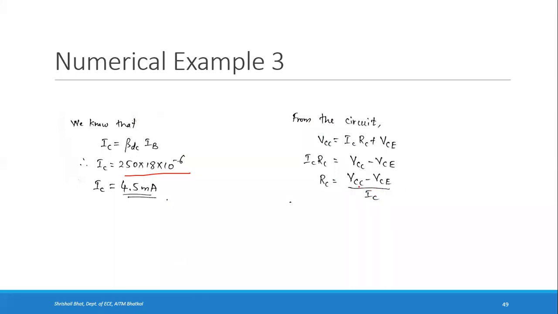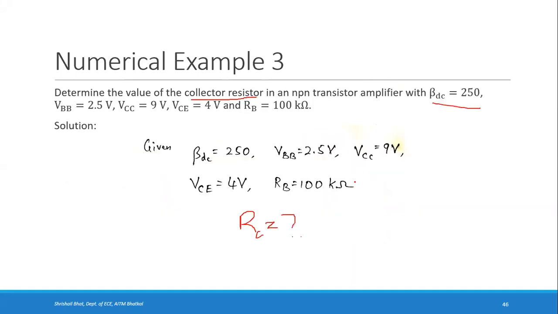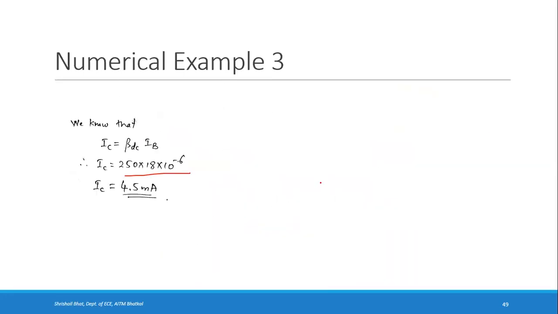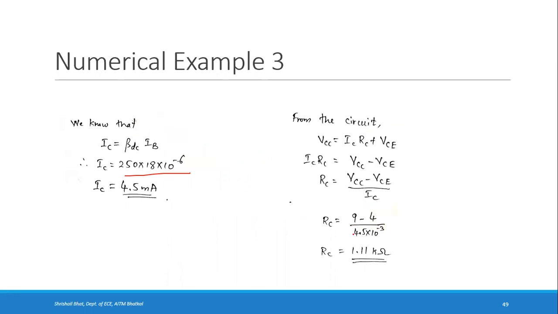Now, do we have all these values? Yes. VCC is given as 9 volts. VCE is given as 4 volts. IC you have calculated and found to be 4.5 milliamps. If you substitute all of these and calculate, you will get the value of RC as 1.11 kilo ohms. So this is the way to calculate the required value for RC.